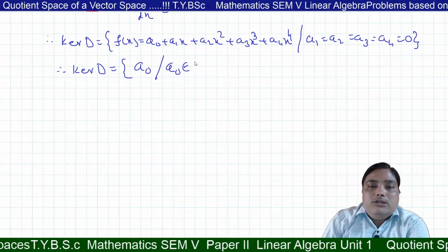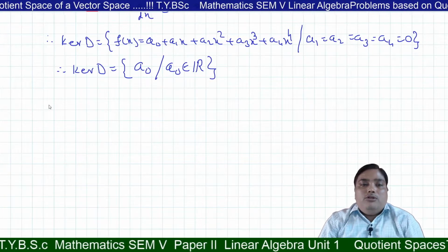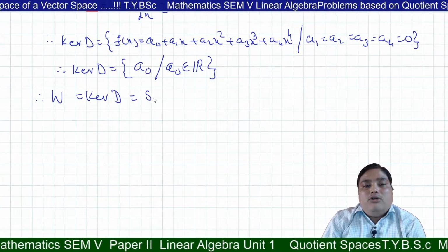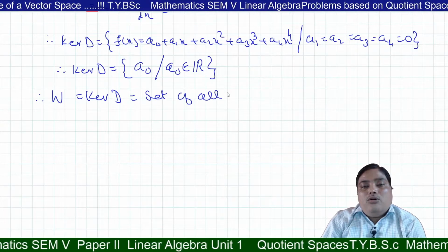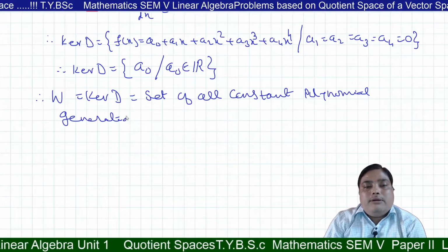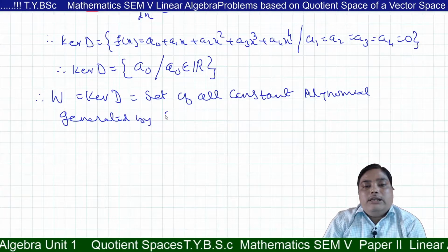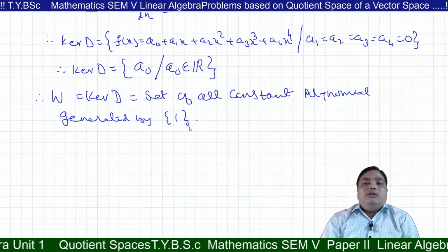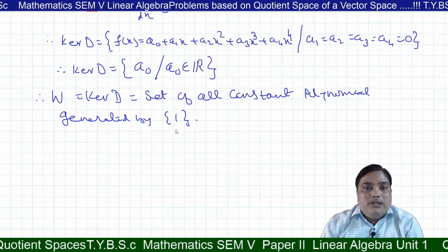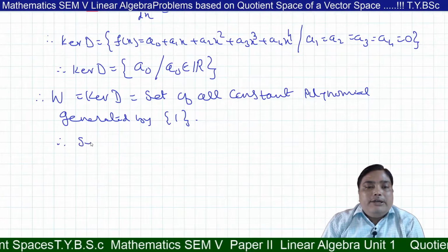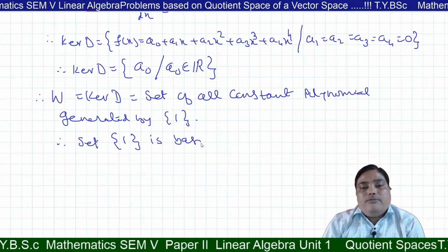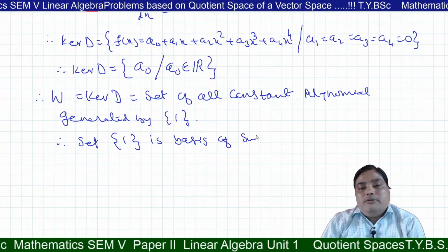So this is what? It is a constant polynomial. So what is W? W is equal to kernel of D, the set of all constant polynomials generated by the set {1}. So clearly the singleton set {1} is linearly independent and it is a basis of the kernel of D, that is W. Therefore the singleton {1} is a basis of subspace W.